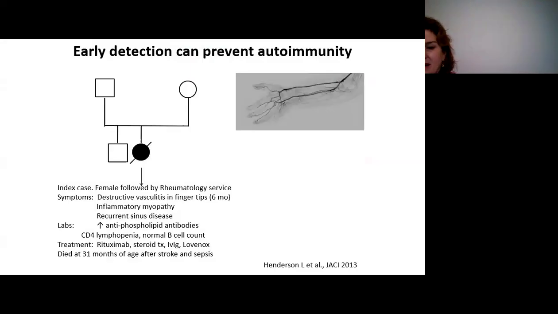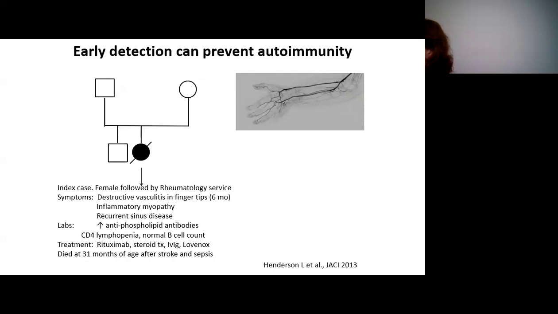And that takes me to this other paper that we published from Harvard. I was taking care of this index case, actually. You can see she's a female, followed by the rheumatology service. As a fellow, I had to cross-cover for rheumatology, so I had a little bit of a taste of how rheumatologists think about patients. This patient had destructive vasculitis of the fingertips. You can see that there is very minimal blood flow in the fingertips at the age of 6 months, and she had inflammatory myopathy and recurrent sinus disease.